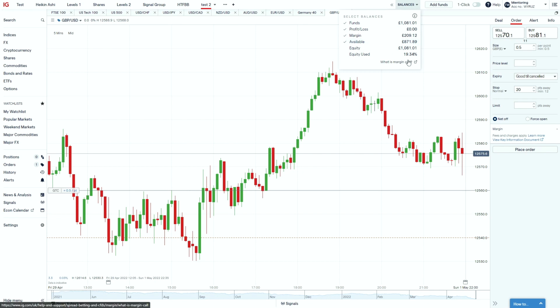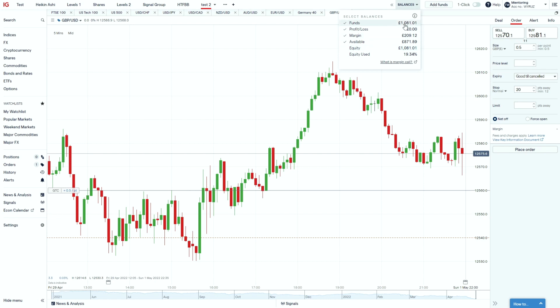It gives me a percentage equity used. So if I was to place that trade again, obviously I could only do it a finite amount of times before I run out of available margin. Where this becomes important, I think, is if you're a trader that's only placing, say, one trade at a time, if you're not looking to place multiple trades, it's not vital, but I encourage you to have a look at what margin requirements you need and therefore how much you need in your account.